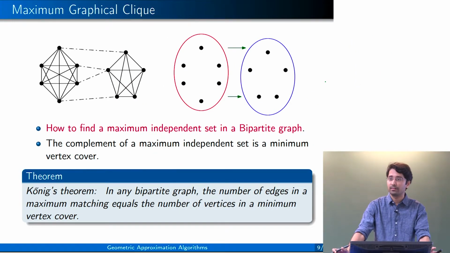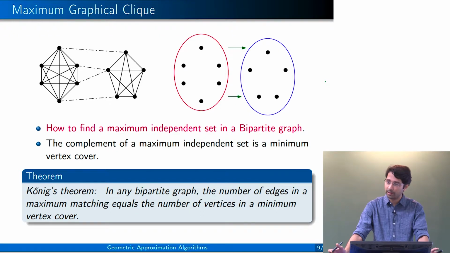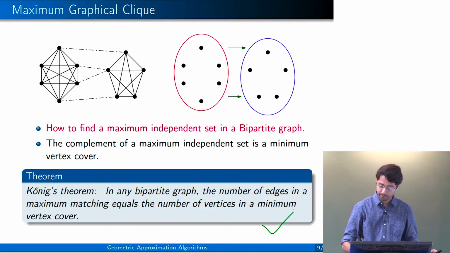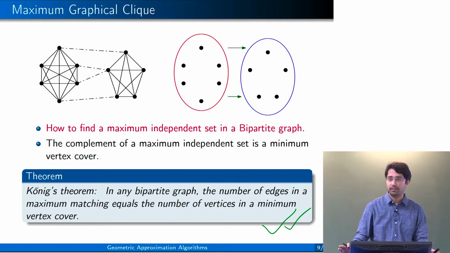That is Koenig's theorem. There is a famous theorem that from the maximum matching in a bipartite graph you can quickly find a minimum vertex cover. This is basic graph theory.